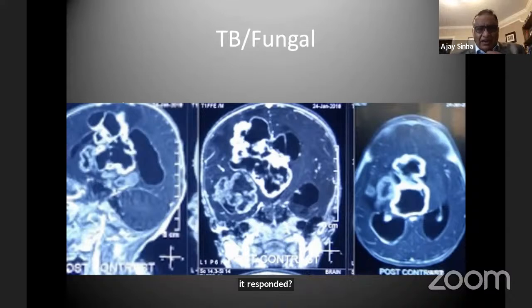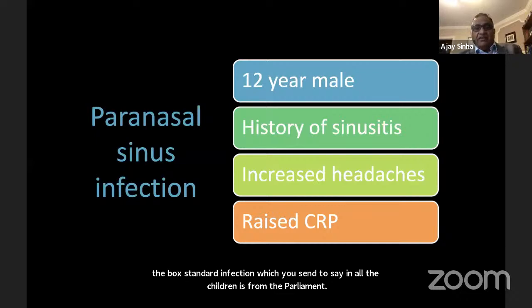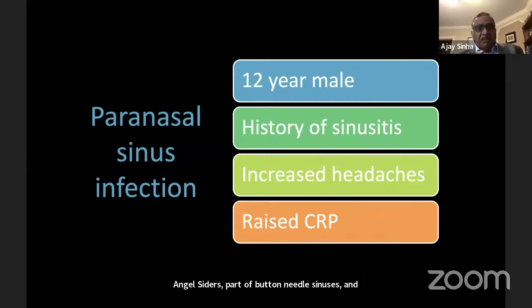I haven't seen a fungal infection in the recent past, but there have been one or two with my colleagues. I'll try and get hold of some slides subsequently. But the bog standard infection, which you tend to see in older children, is from the paranasal sinuses. And generally, they tend to present with a history of sinusitis and headaches, and you do bloods. You may find raised CRP, you may not find raised CRP. Occasionally, they will throw a fit, which is what will draw the attention to the medical team.